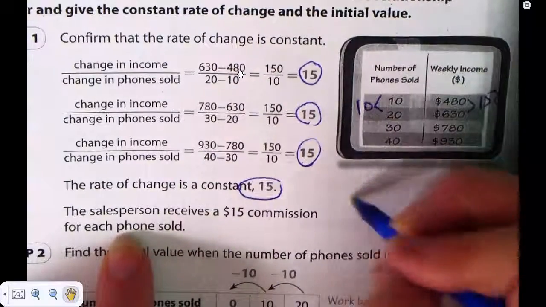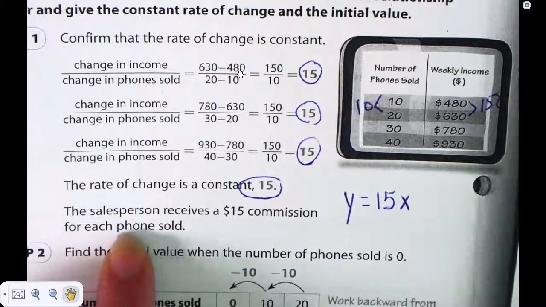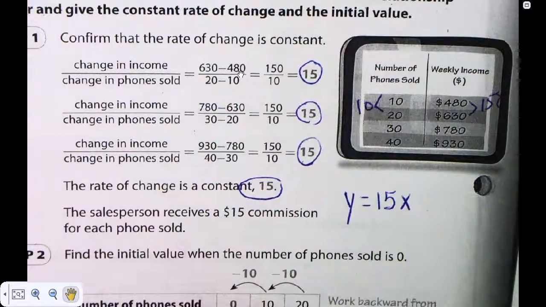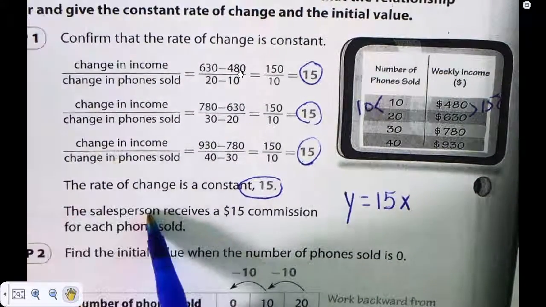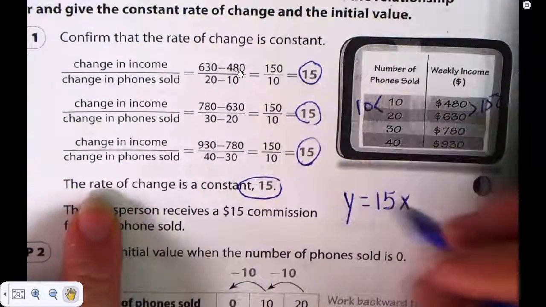Okay? So we know the equation is going to be y equals 15x. True? Because the rate of change is also the what? What's another name for rate of change? Slope. Somebody said it over here. Slope. Good. The rate of change and slope are the same.